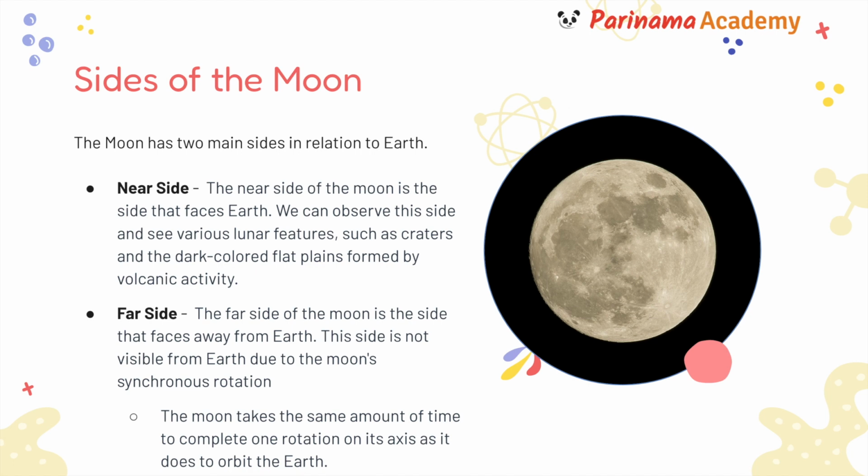The far side. The far side of the moon is the side that faces away from Earth. This side is not visible from Earth due to the moon's synchronous rotation. The moon takes the same amount of time to complete one rotation on its axis as it does to orbit the Earth.